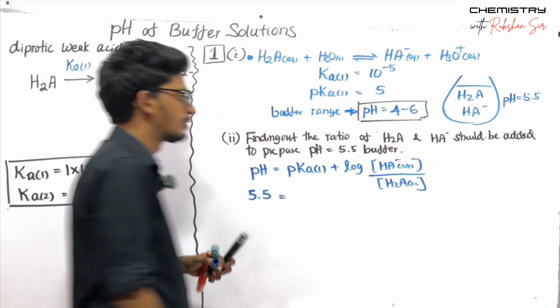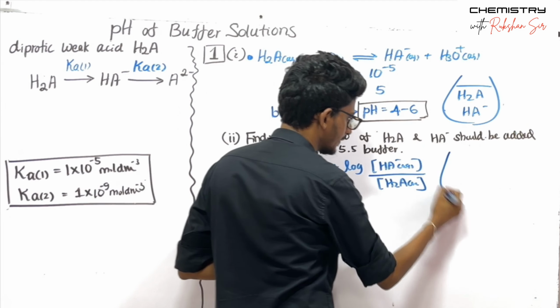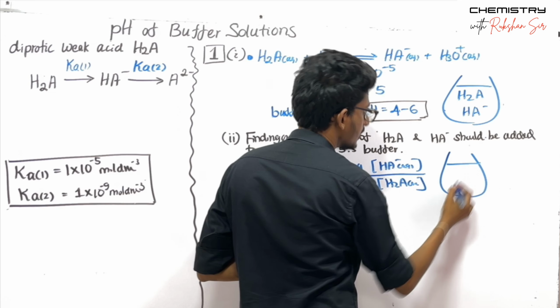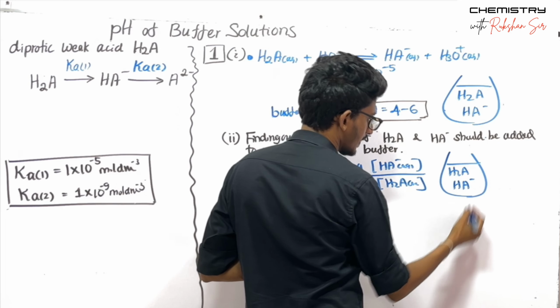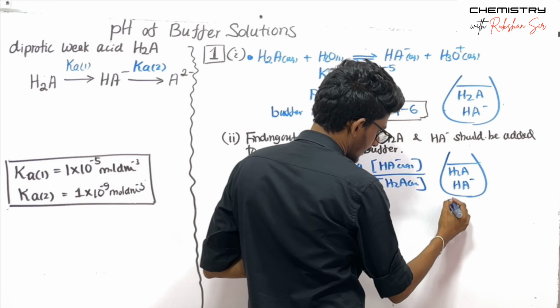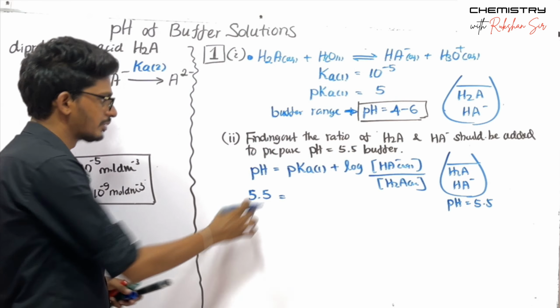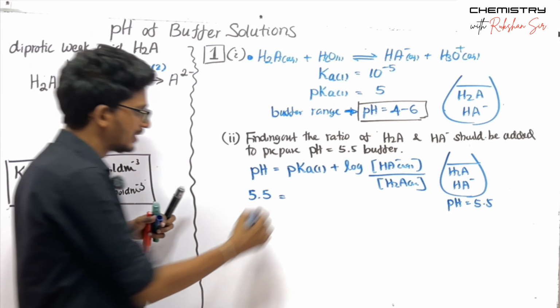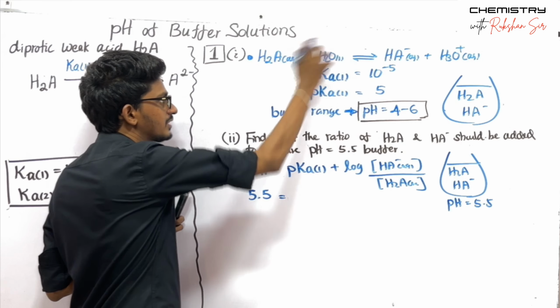We are looking for a pH 5.5 buffer. Right? I'll write it here. Looking for a buffer containing these two species with pH 5.5. That is the pH value of the buffer solution, right? So what is the pKa value? The pKa value is 5. We are using this relationship, this equilibrium.